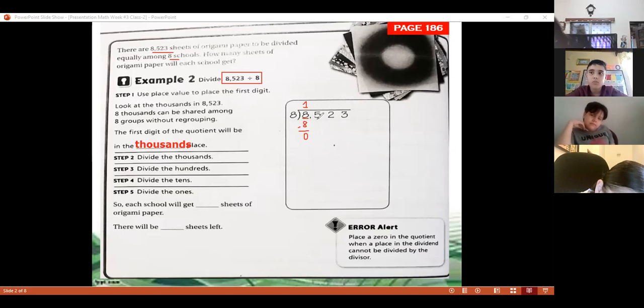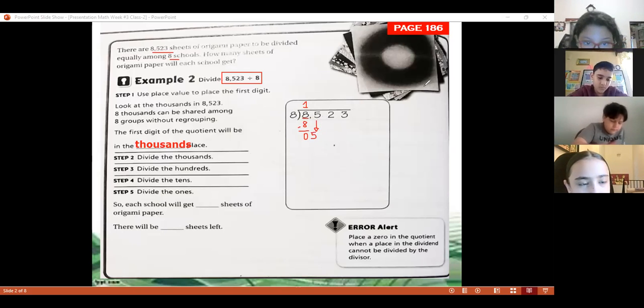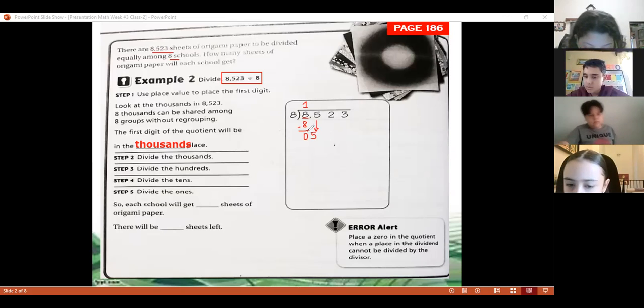Now, what is the next step? Divide the hundreds. So it means the next digit. Remember, it's the same. We continue with the hundreds, that is the next digit. So we need to put down the 5. Excellent, Marcelo. We put down the number 5 next to the number 0.